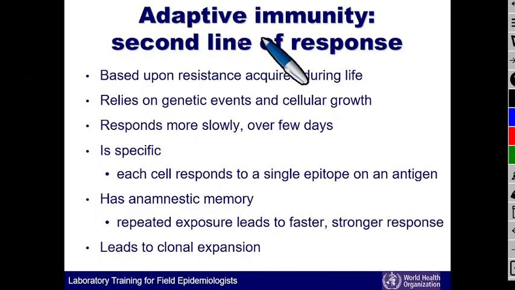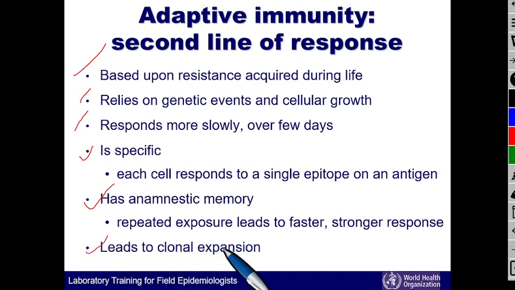Adaptive immunity is the second line of response, based upon resistance acquired during life. It relies on genetic events and cellular growth. The response is slower, over a few days. It is specific. Each cell responds to a single epitope on an antigen. It has anamnestic memory. Repeated exposure leads to a faster, stronger response.